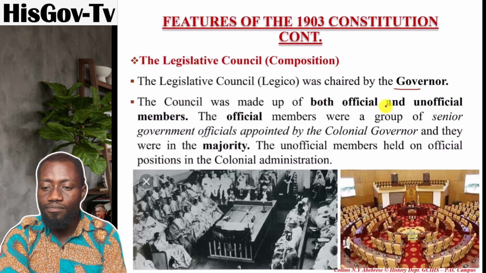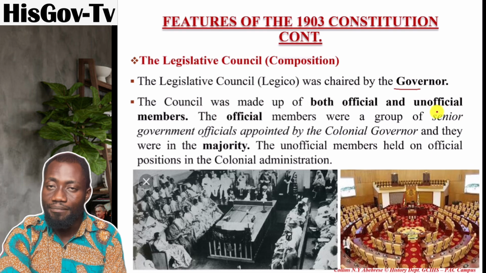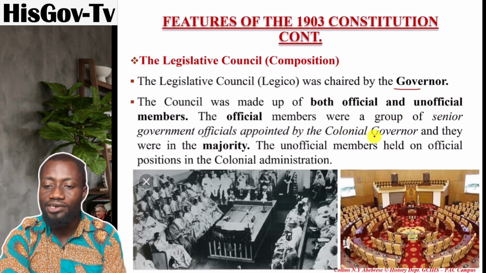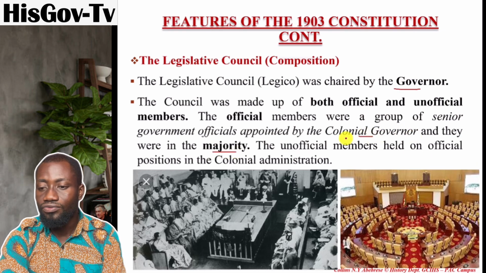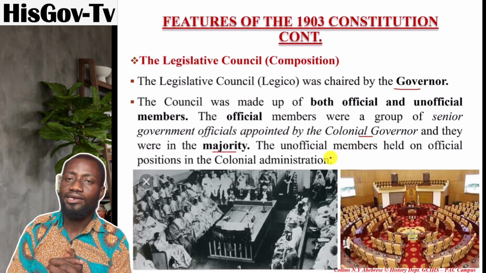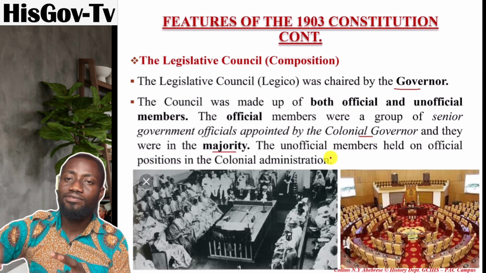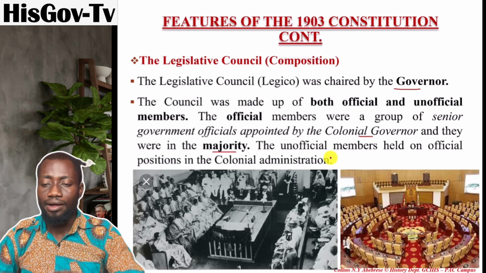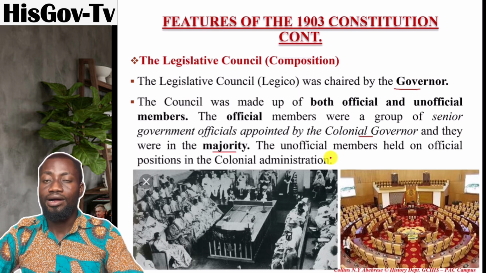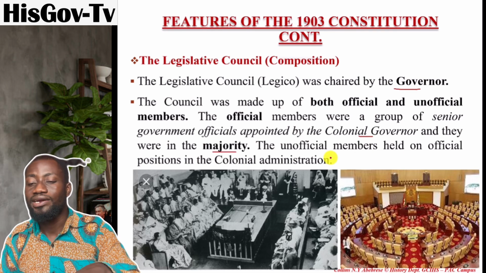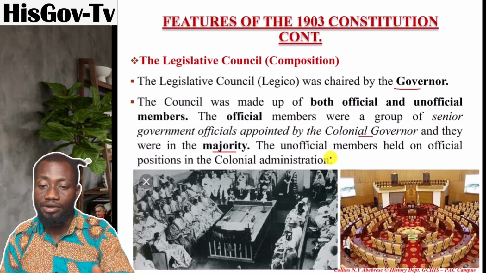The council was made up of both official and unofficial members, all right? The official members were a group of senior government officials appointed by the colonial governor, and they were in the majority. So in our subsequent lessons, we will come across the fact that in the Legislative Council, there were both official and unofficial membership, and the officials were the ones who were appointed by the governors directly, and they were in the majority.